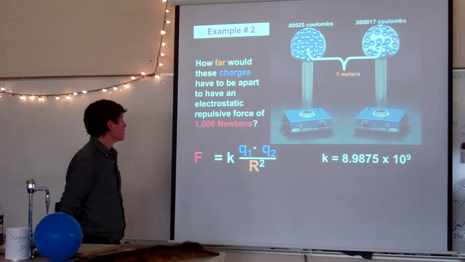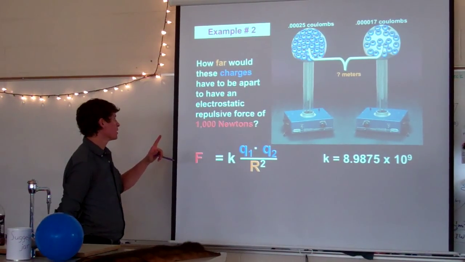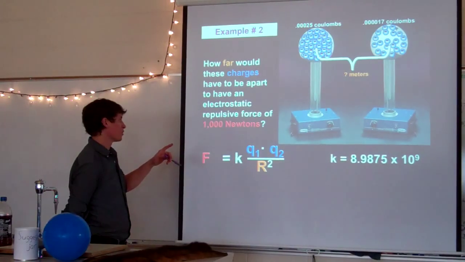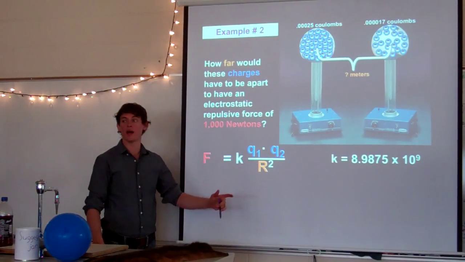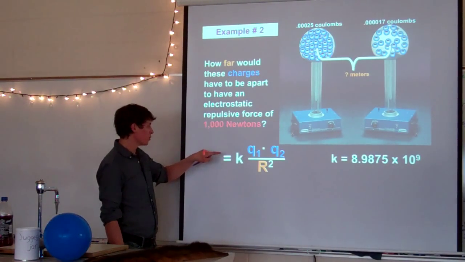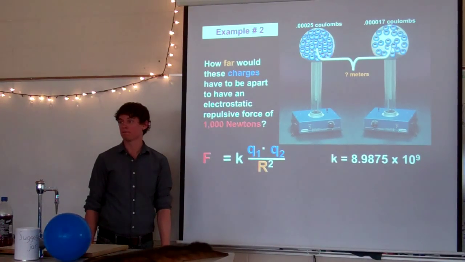Alright? Okay, so how far would these two charges have to be apart to have an electrostatic repulsive force of 1,000 newtons? So this time I'm giving you F. So put F equals 1,000, and this time I just want you guys to solve for R.